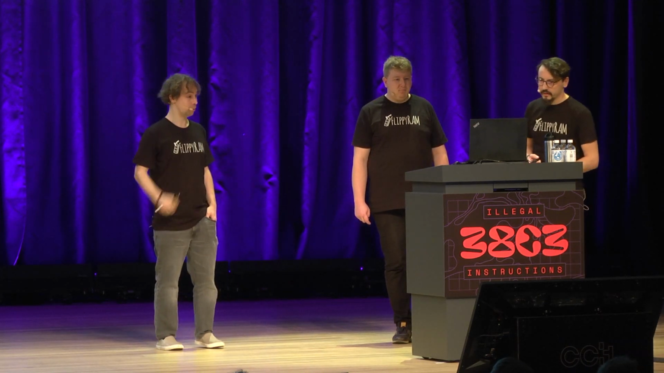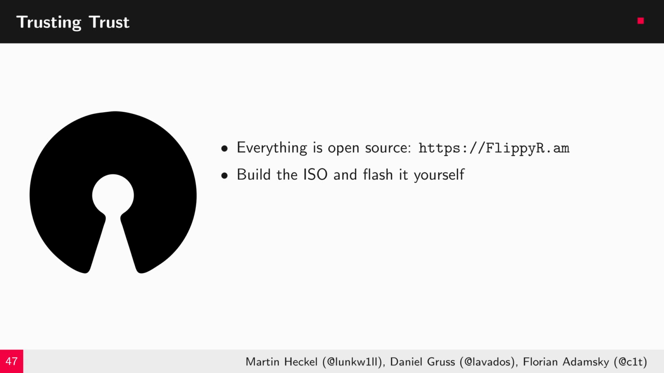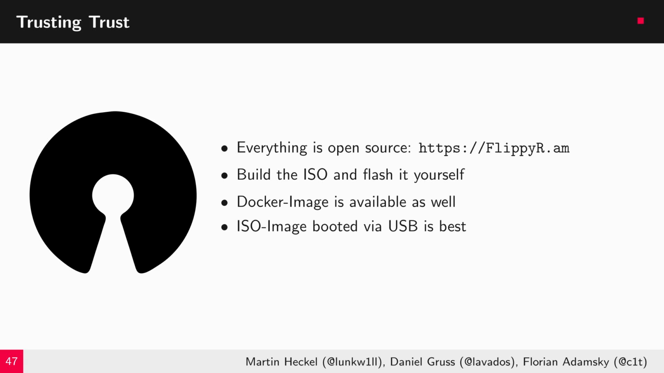Let's maybe talk a bit more about trust. But, I mean, Martin, what about if they really don't trust us? Is there anything we can do? First, everything is open source, so you can visit our website and the GitHub repository we linked there. You can build the ISO image on your own from source code. You can run a Docker image. However, we would prefer if you would run the ISO image because then you have the exact kernel and basically all the same software versions and so on.